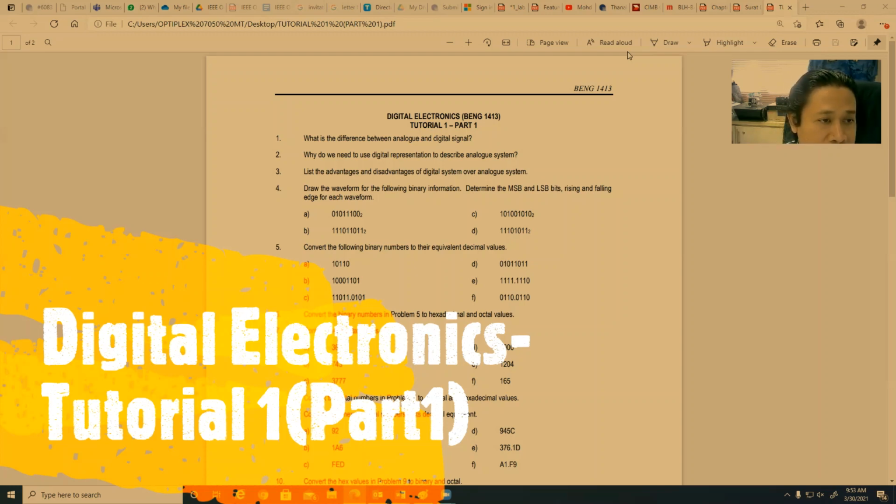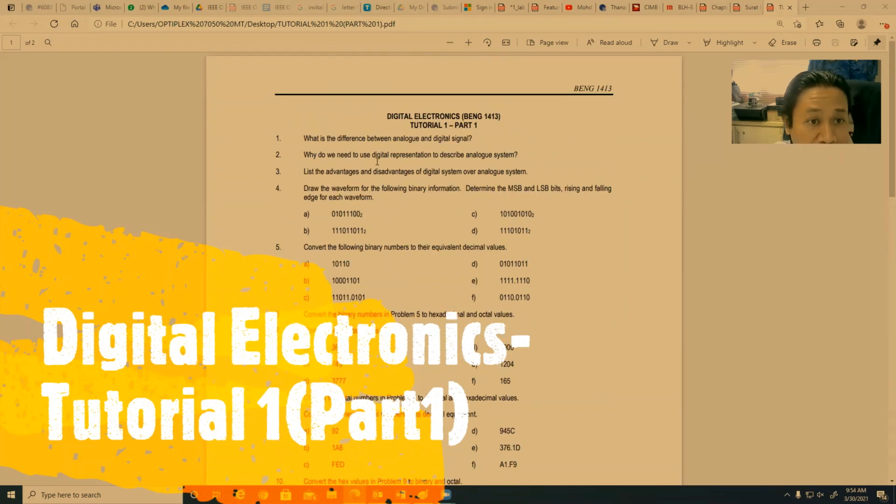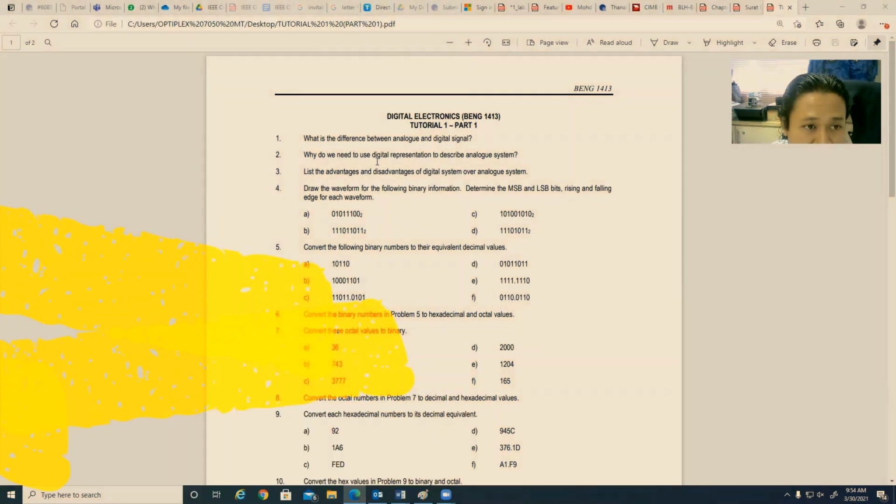So you can see question number one. What is the difference between the analog and the digital signal? For this one you can refer to the slide, or the reference book, or the textbook. Analog is continuous. It's a keyword that you have to remember. Analog is the continuous signal, and digital is the discrete signal. That means step by step.